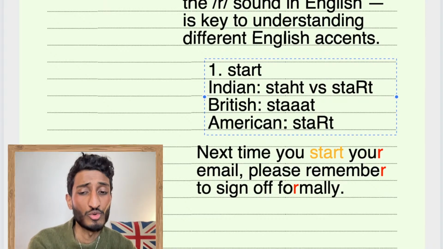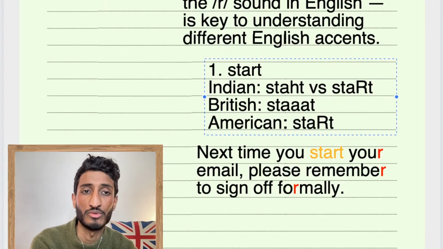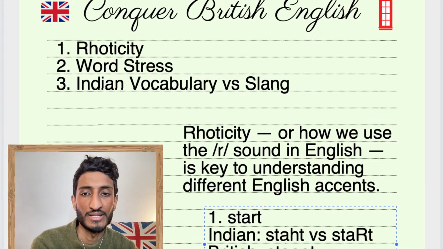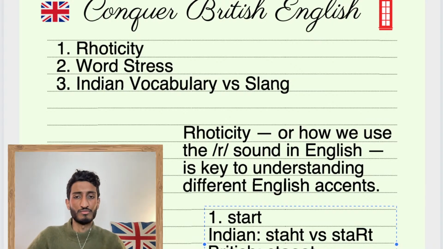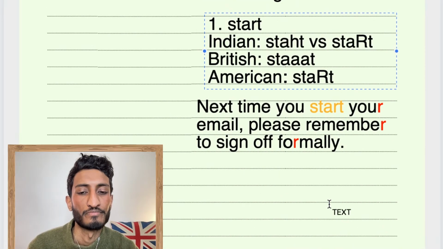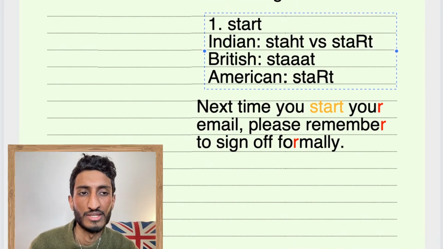Okay, well, let's just quickly discuss a few other examples before we move on to the next top tip. So did you guys see how we want to discuss these things? Rhoticity, word stress, and then Indian vocabulary versus slang. Let's just go through a few more examples of rhoticity. Now, I've got my notes prepared here. Just give me a second.